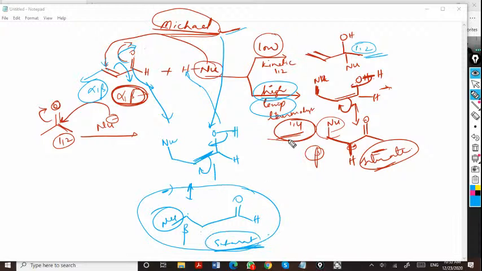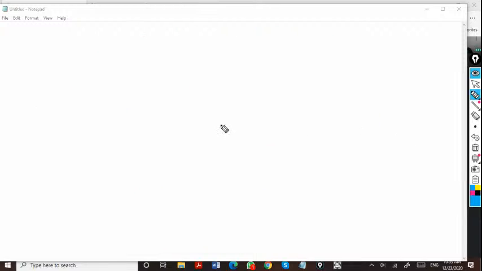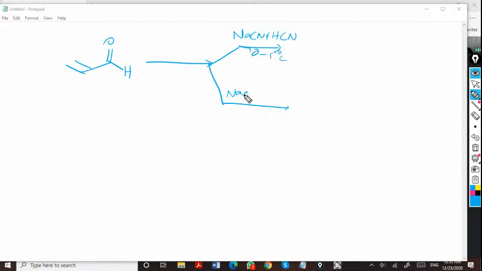So that is the main theme of this Michael addition. We'll see one more example so that you can understand. Here I am taking acrylyl aldehyde. In one condition I am treating with sodium cyanide and hydrogen cyanide at 0 to 5 degrees centigrade. In another condition, sodium cyanide and HCl at 25 degrees centigrade.